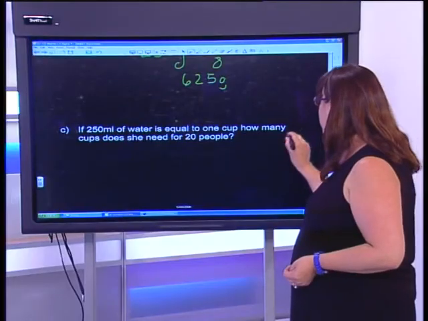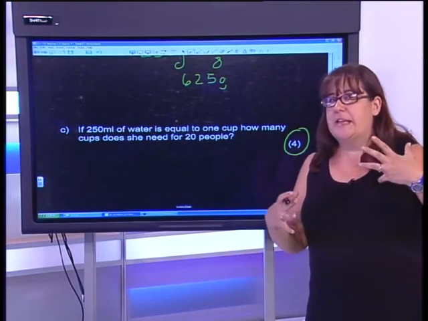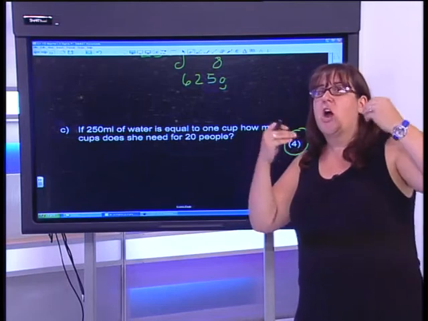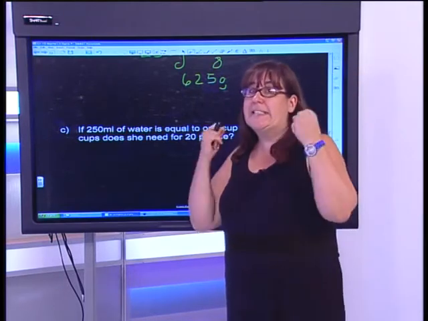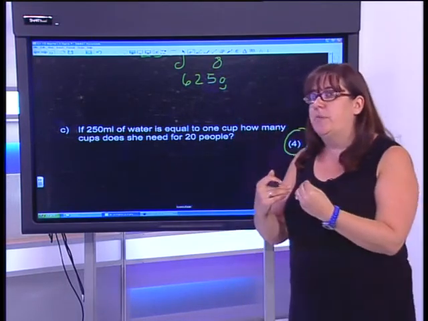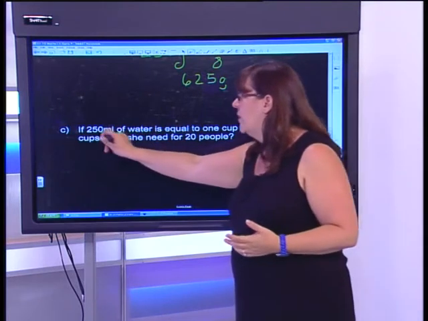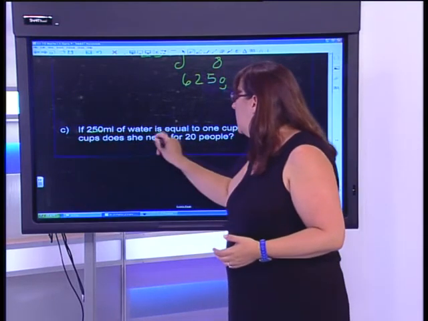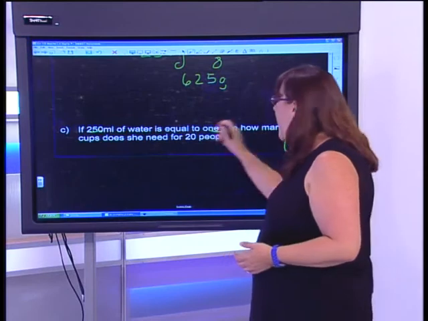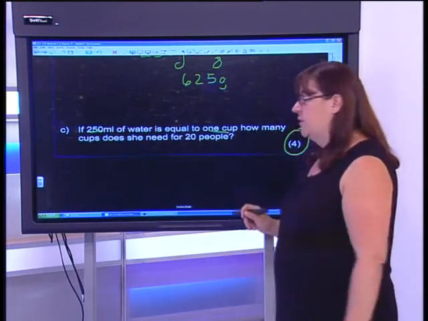Now, this is 4 marks. Kind of gives me the understanding or the idea that they're asking me a little bit more than just a simple ratio. Maybe there's a little bit more calculation. So I'm going to read the question again. 250 ml is equal to 1 cup. So they actually want to know how many cups she needs for 20 people.